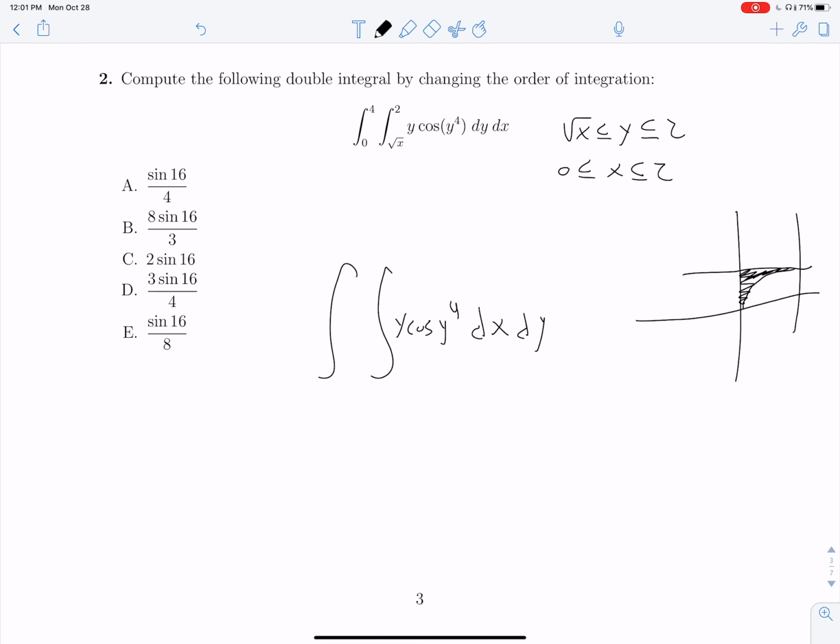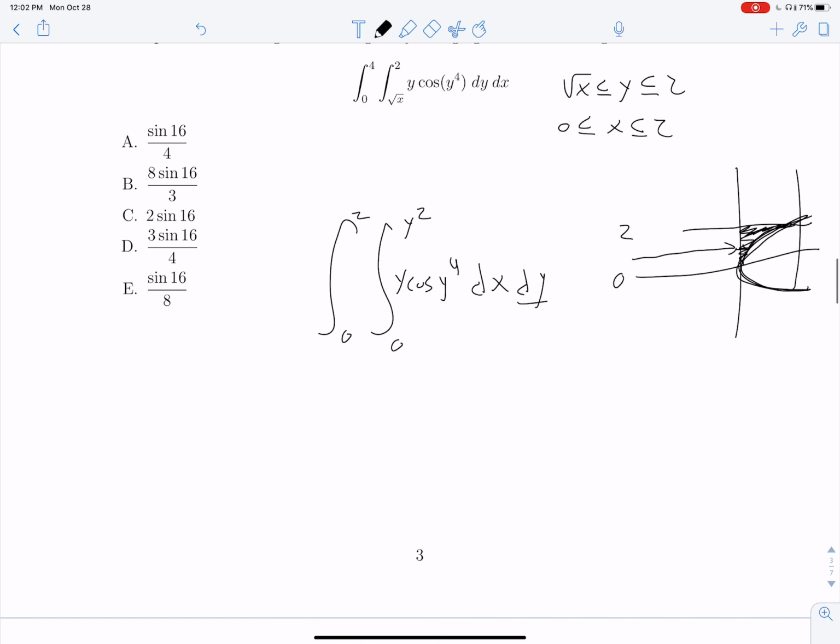But drawing a line parallel to the x-axis, we see that we hit x equals 0 first, and then we hit this parabola x equals y squared second. So y squared. And then our bounds for y, our outer integral, change. Y's extrema run from 0 to 2, so we'll put 0, 2 in there. Now solving, we have no x in here, so all we have to do is multiply by y squared. So y cubed cosine y to the 4th, 0 to 2 dy.